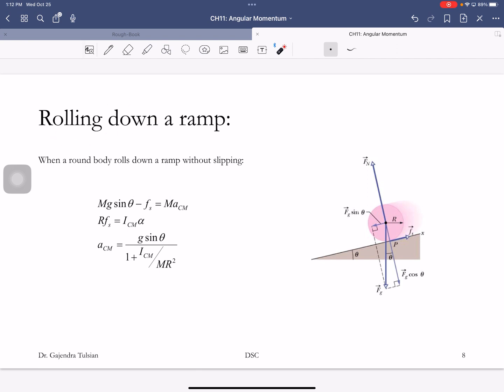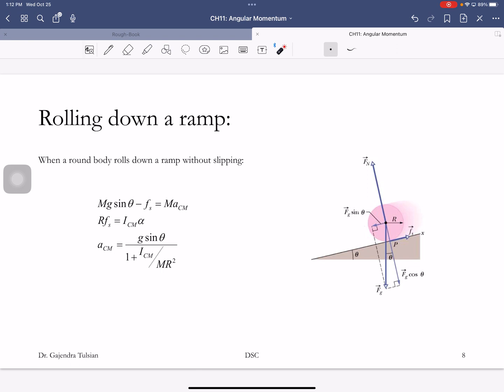So what this is showing you is the following. If you have a wheel that is rolling down a ramp without slipping, it's giving you the acceleration of the center of mass of this wheel. Now before we look at this expression, and by the way, this is where it comes from.